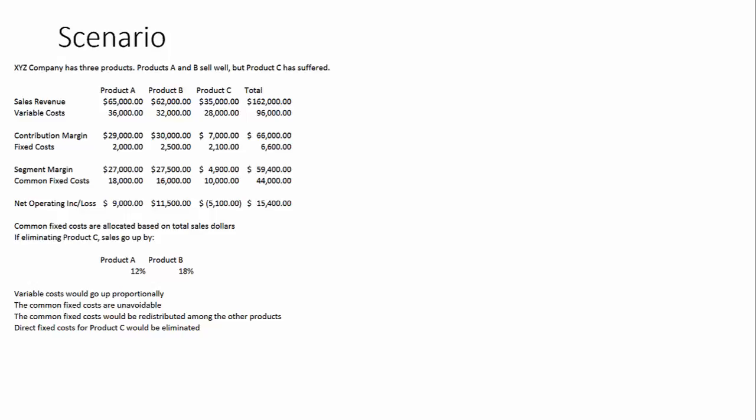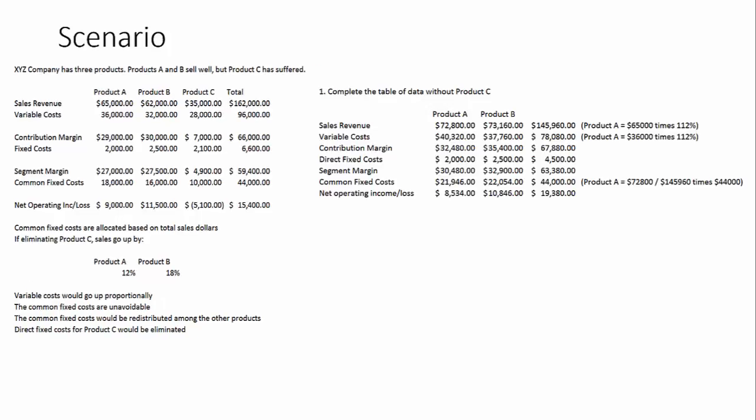Variable costs would go up proportionally. The common fixed costs are unavoidable, and the common fixed costs should be redistributed among the other products. However, direct fixed costs for product C would be eliminated. So let's see how we would approach this. First of all, let's complete this table of data without product C in it.